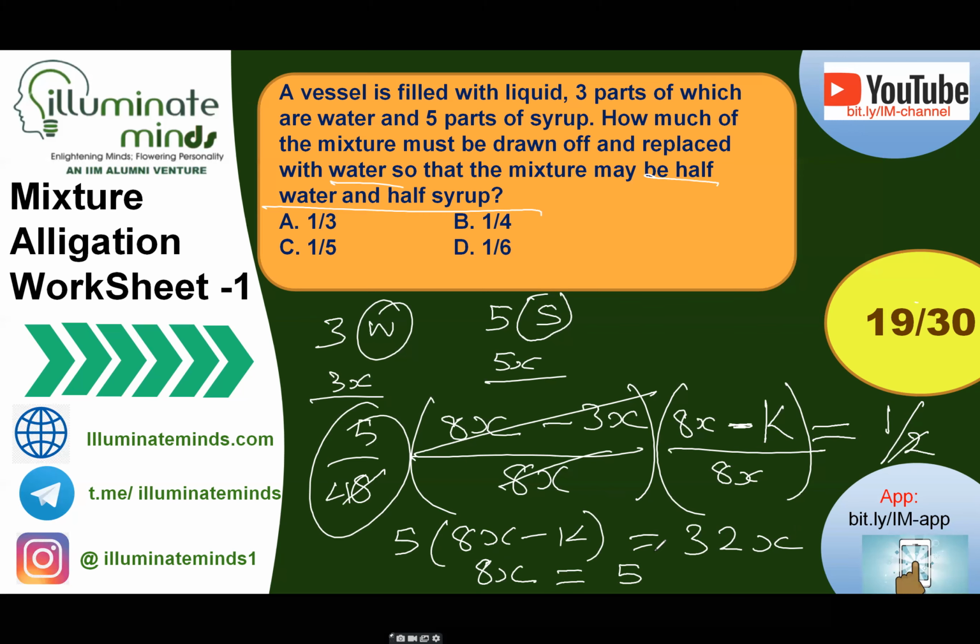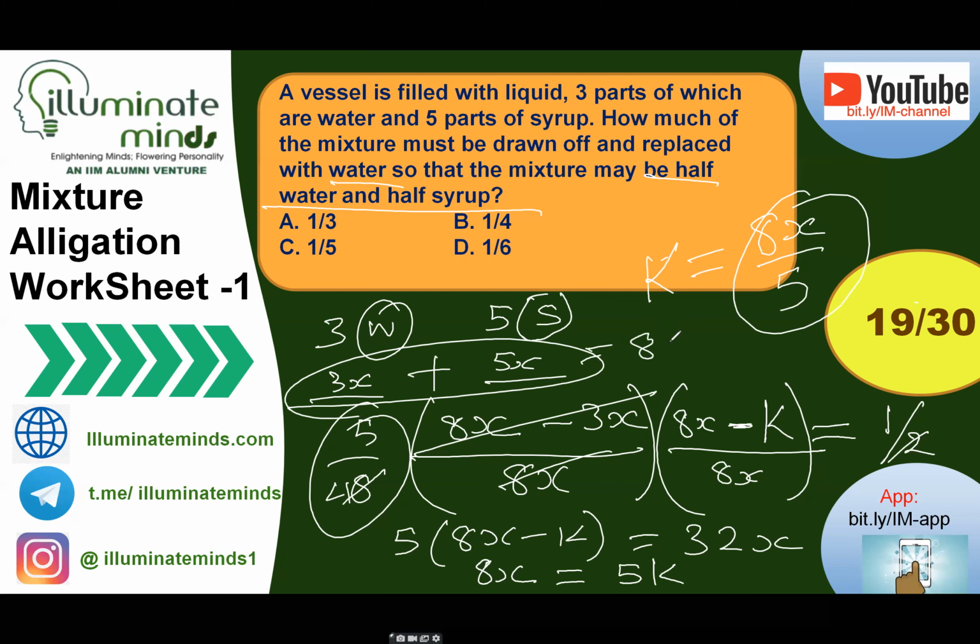That's okay, don't worry about it. 5, 8 5s are 40 and 32. That becomes 5k. K becomes equal to 8x by 5. So 8x by 5, I hope you remember the initial quantity was 8x. So the amount of syrup that you are going to replace in comparison to the original volume is 1 by 5th.